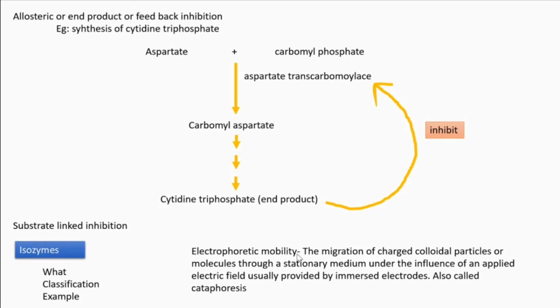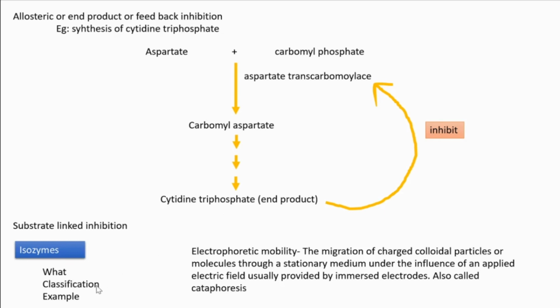What is electrophoretic mobility? It is written here. Anybody who doesn't know can go through this. It is the mobility of charged colloidal particles when given an electric field. That is electrophoretic mobility. So that is isozyme. Isozymes are multiple forms of the same enzyme. Certain differences may exist among the different forms with respect to electrophoretic mobility, molecular structure, affinity towards different substrates, like that.